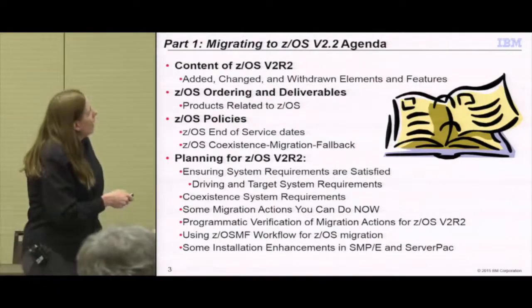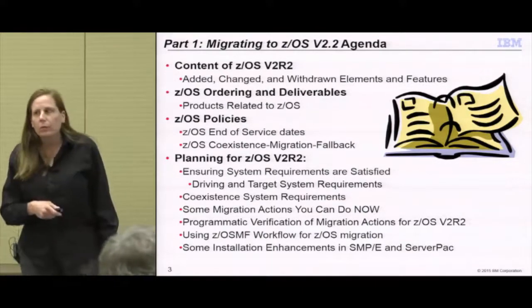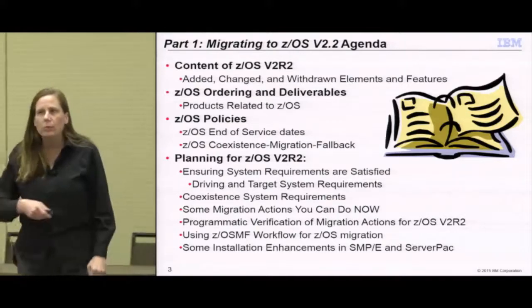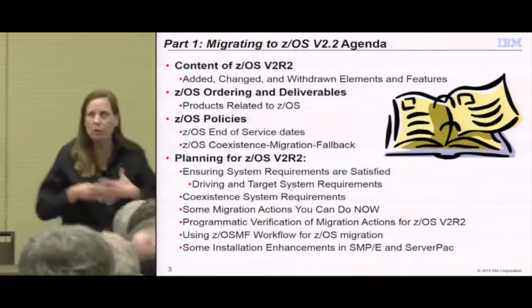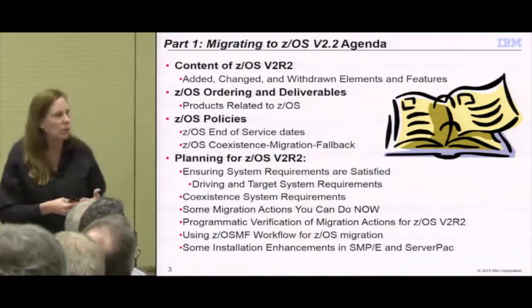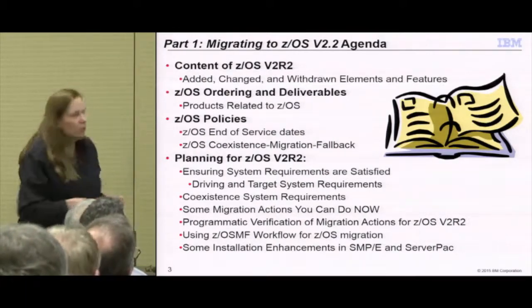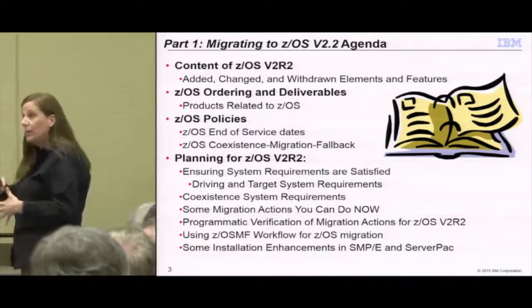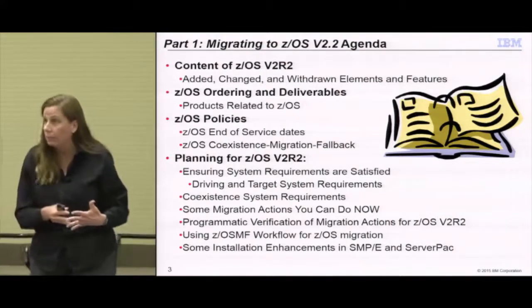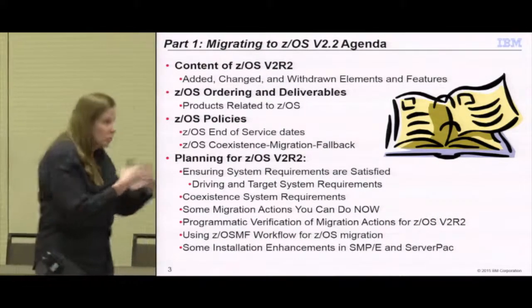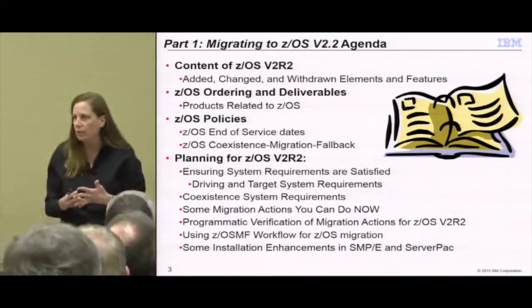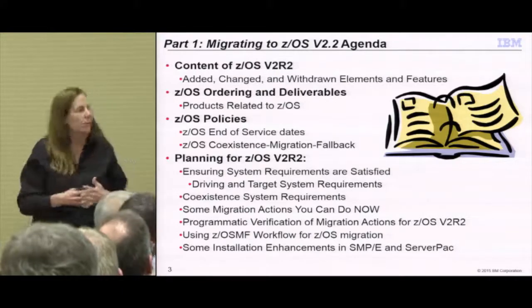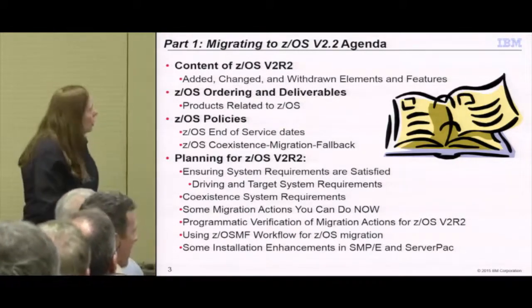Okay? And then we'll talk a little bit about ordering and deliverables. I won't spend very long on this, but we do have a lot of program products that might be very helpful for your migration in order to help you get to z/OS 2.2. We'll talk about those. I'll briefly talk about the policies, mostly because they haven't changed in such a long time. But I do want to show you, just from disclosure, what's happening in 2.2, end of service dates, and also the coexistence policy, so that it's clear for everybody what's coming in z/OS 2.2.